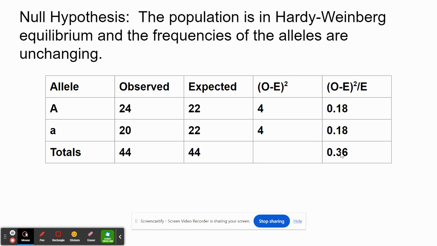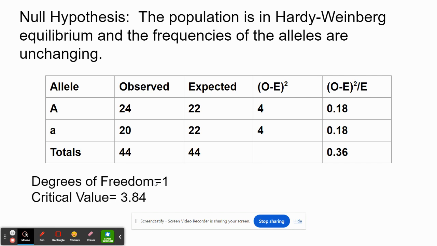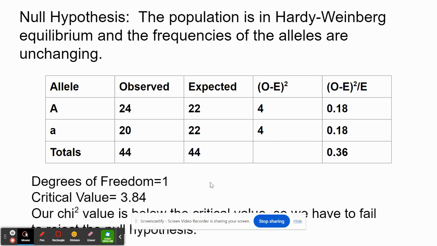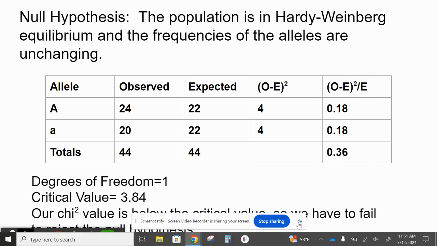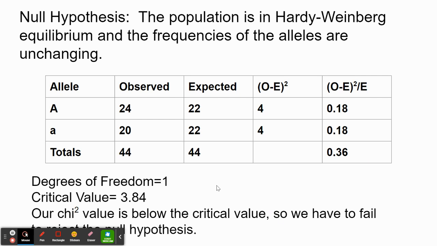When we look at our formula sheets, when we look at the chi-squared, remember degrees of freedom is categories minus 1. So I have 2 categories of alleles. And so my degrees of freedom is 1, which means my critical value is 3.84. We have 0.36 as our chi value, so we are well below the critical value. So we are going to fail to reject the null hypothesis.